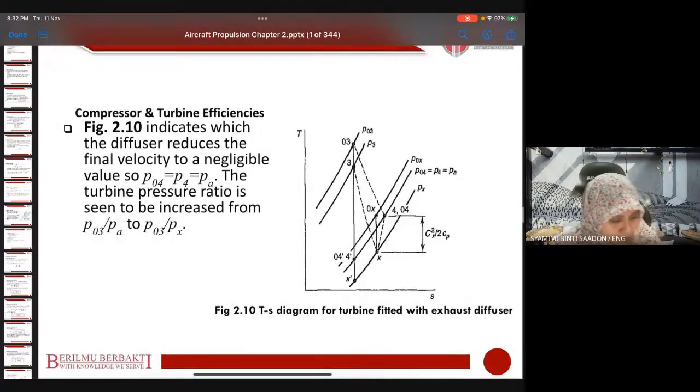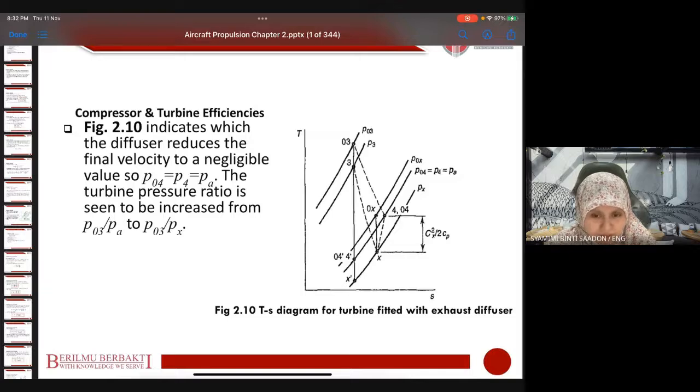So this is the TS diagram for turbine. Just now was for compressor, this is for turbine. So Figure 2.10 indicates that the diffuser reduces the final velocity to a negligible value. Okay, so if the turbine is fitted with an exhaust diffuser, we can reduce the final velocity at the end of the turbine.